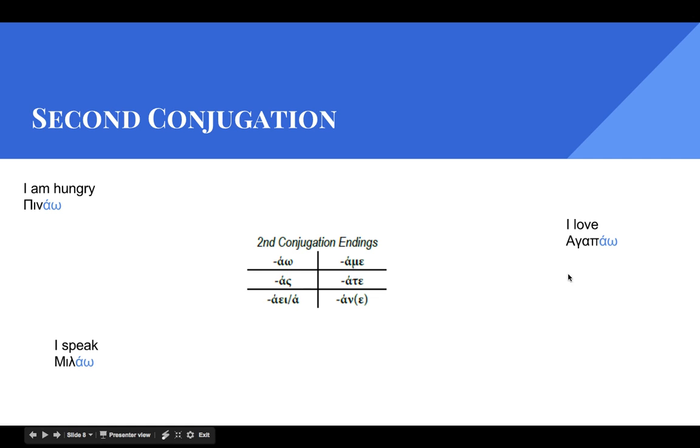If you wanted to say he, she, it loves, it would be not agapao, but agapai or agapa. Lots of these are interchangeable, so sometimes you use the epsilon on the end, sometimes you use that. If someone knows some specific rules, then feel free to comment. I know a few rules, but not all. Okay, so that is second conjugation.